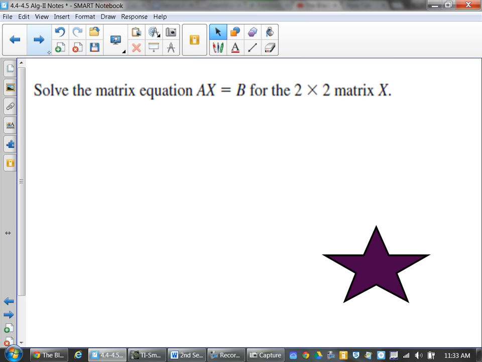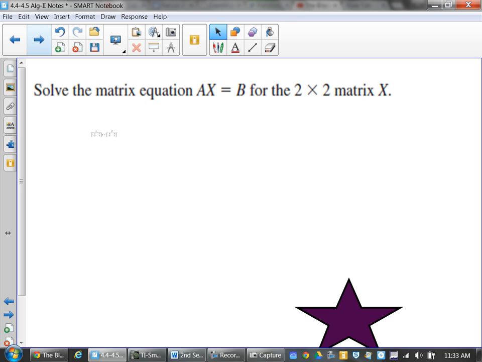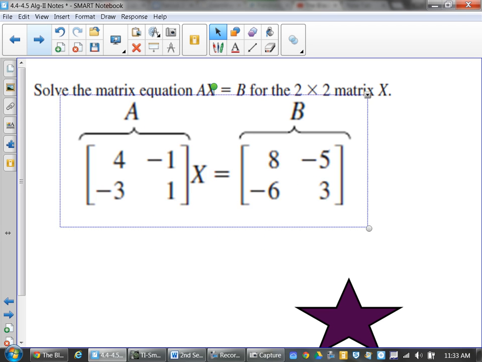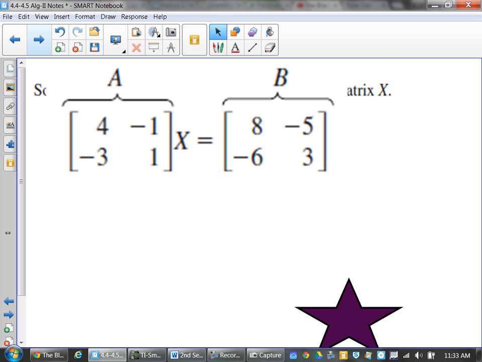We'll try another. We're going to solve for x. We have a matrix times some other matrix equals a third matrix. That x in the middle is going to be some other 2x2 matrix. We just need to figure it out, and we do that by using an inverse. So our matrix A is 4, -1, -3, and 1. Matrix B is 8, -5, -6, and 3.